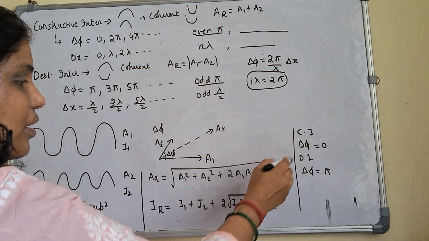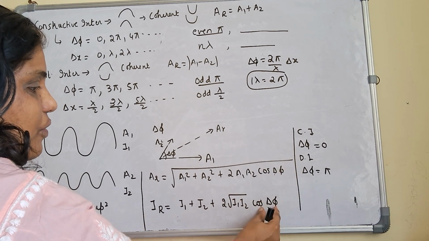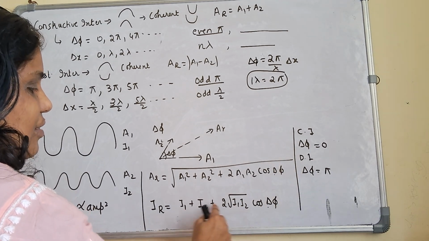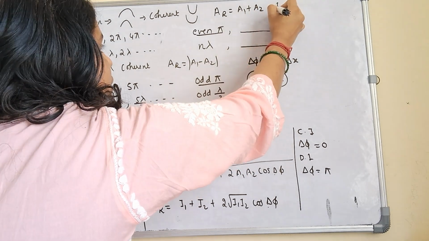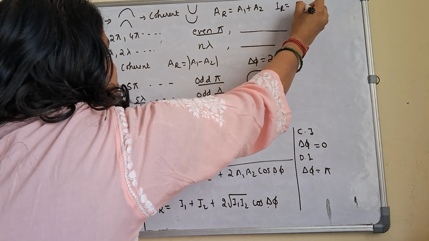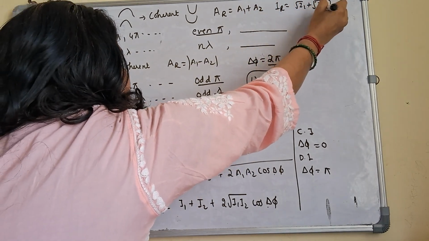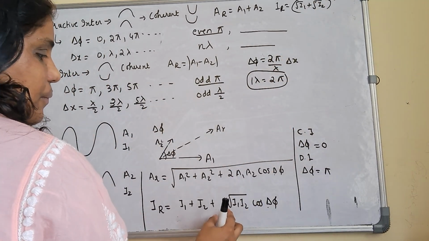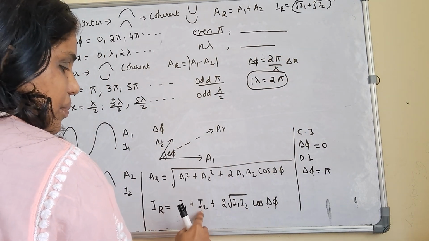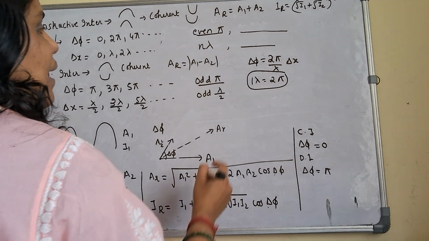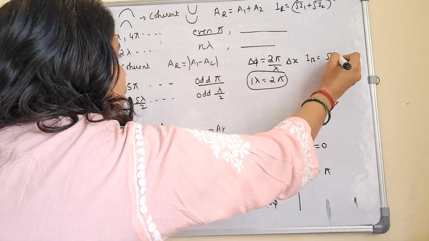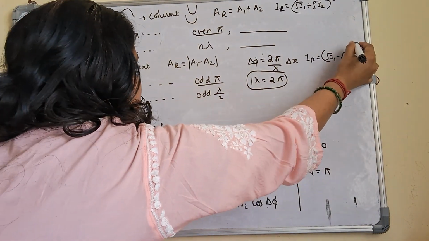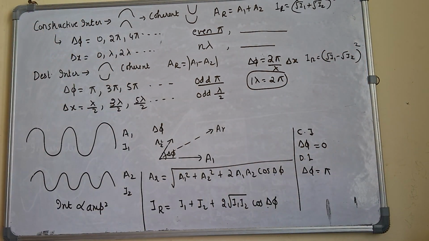Now, if you want to consider this here also, this part will be 1. And you can write this as, if you want, I will write the shortcut here. IR for constructive will be root I1 plus root I2 whole square, because you can write it as root I1 whole square plus root I2 whole square and so on. And here IR will be equal to root of I1 minus root of I2 whole square. When you are squaring it anyways, it doesn't matter which is greater. I hope this much is very clear.